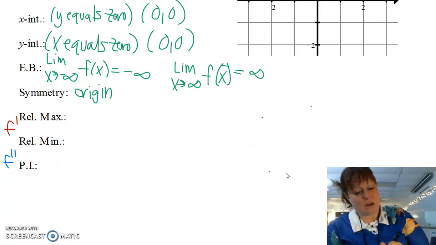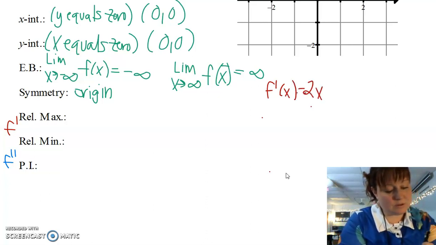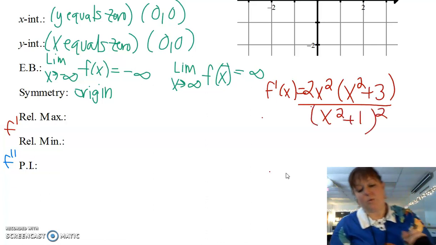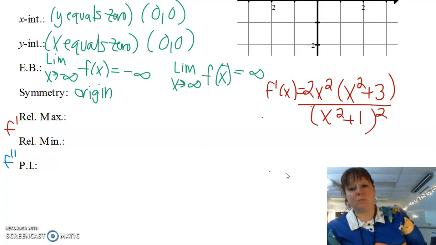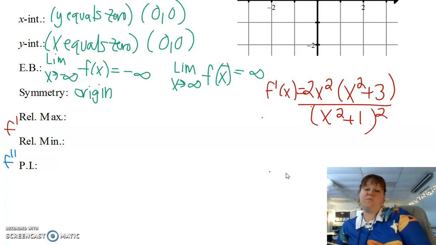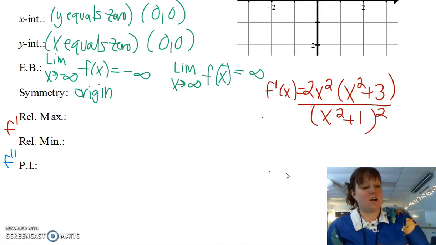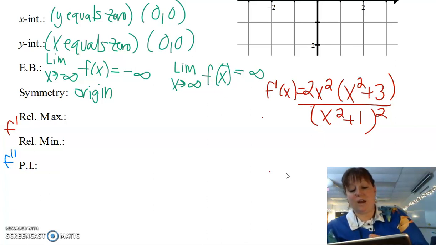Well, we have, I'll rewrite it here, f prime of x equals 2x squared times x squared plus 3 over x squared plus 1 squared. Okay, so our critical numbers are anywhere where this derivative is equal to 0 or anywhere where it's undefined. Right? Those are our critical numbers. So let's see. Our possible candidates, it would be equal to 0 when x equals 0.